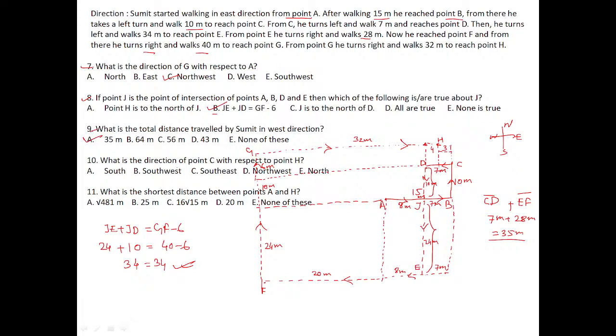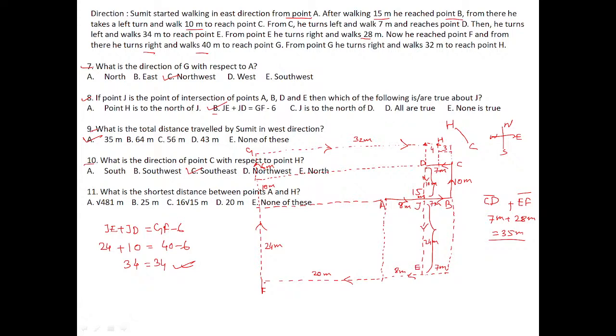Moving to question number 10 here. What is the direction of point C with respect to point H? So where is point C? Here is point C, here is point H. So the line should be like this. H is here and C is here, not a straight line, but an inclined line. So what is the direction of point C with respect to point H? It is southeast, right? So option C is the answer here. Question number 10, done.